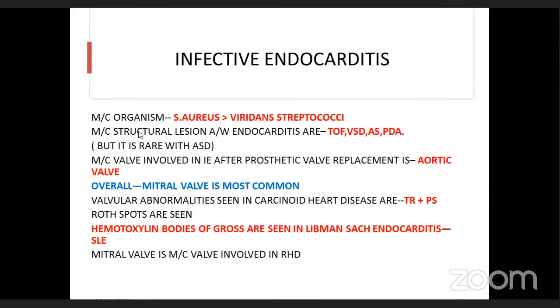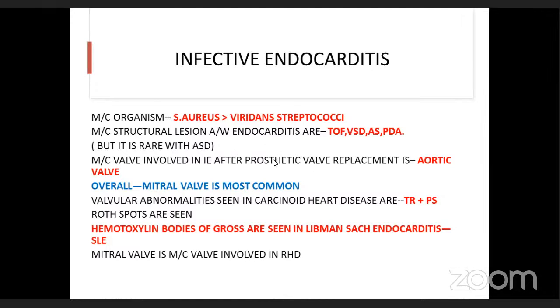If there is endocarditis, what are the structural lesions? Most commonly it is tetralogy of Fallot, ventricular septal defect, aortic stenosis, and patent ductus arteriosus, but never the atrial septal defect. Okay, so the structural lesions associated with endocarditis are tetralogy of Fallot, ventricular septal defect, aortic stenosis, and patent ductus arteriosus. And the most common valve involved in infective endocarditis after prosthetic valve replacement.